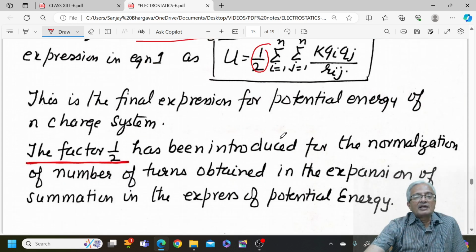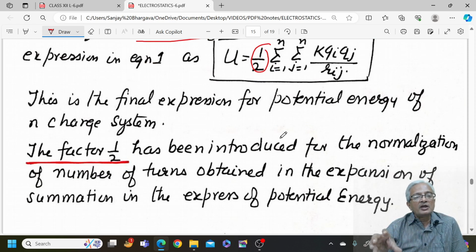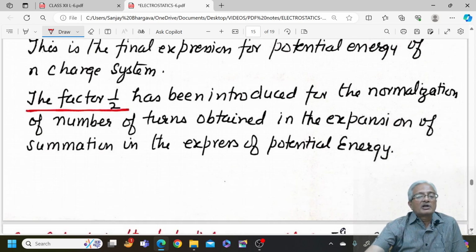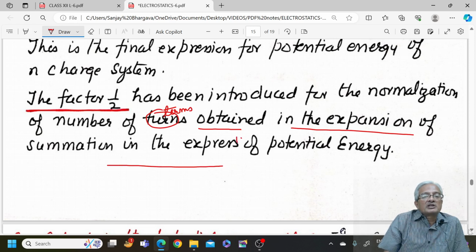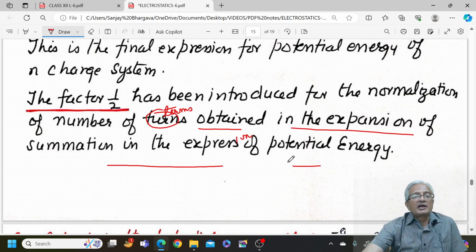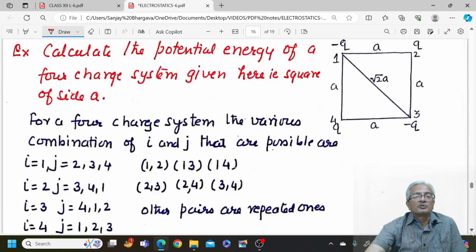So this represents the final expression for potential energy of an n-charge system. What is the utility of the factor half? The factor half has been introduced for the normalization of the number of terms obtained in the expansion of the summation in the expression of potential energy. So for the normalization of the number of terms in the potential energy expression, we have utilized a factor half.